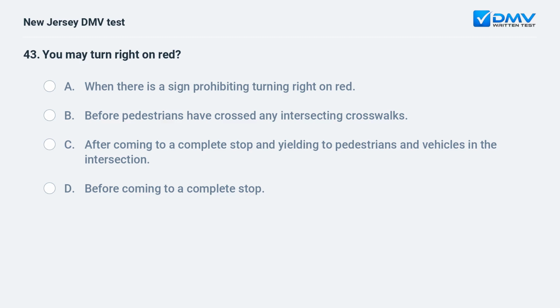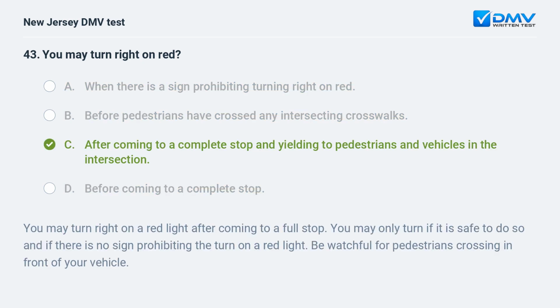You may turn right on red. A. When there is a sign prohibiting turning right on red. B. Before pedestrians have crossed any intersecting crosswalks. C. After coming to a complete stop and yielding to pedestrians and vehicles in the intersection. D. Before coming to a complete stop. The answer is C. After coming to a complete stop and yielding to pedestrians and vehicles in the intersection.